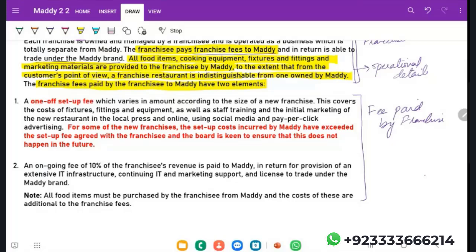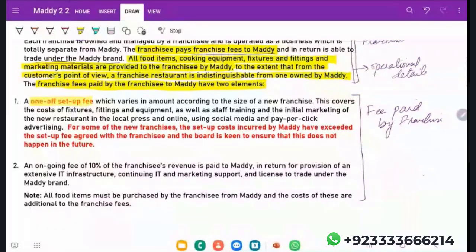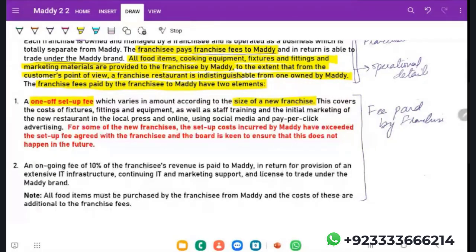A one-off setup fee, which varies in amount according to the size of the new franchise. So maybe if the franchise is a small franchise, we can have a small amount of payment. If the franchisee is a huge one, we have to pay the higher amount. This covers the cost of fixtures, fittings, and equipment, as well as the staff training and initial marketing of the new restaurants in the local press and online using social media and pay per click, right? So these are some things which the company will get, right?